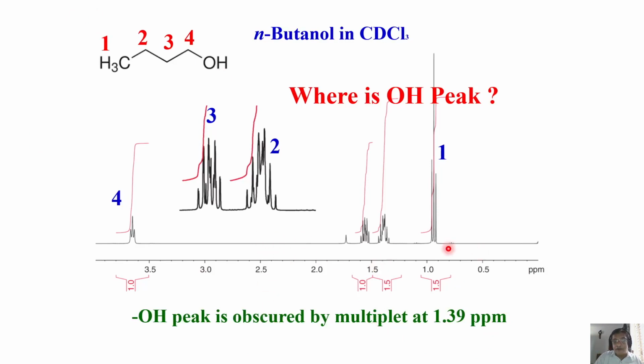What is that multiplet at 1.39? This one. See, OH is hidden here. Look at it. You can see a broad OH peak is below this. The OH peak gets broadened, and in addition to that, it is hidden below this peak. It gets obscured. Then how do you know it is OH? How do you get that out? You must be able to say the OH peak is there. How do you do that?